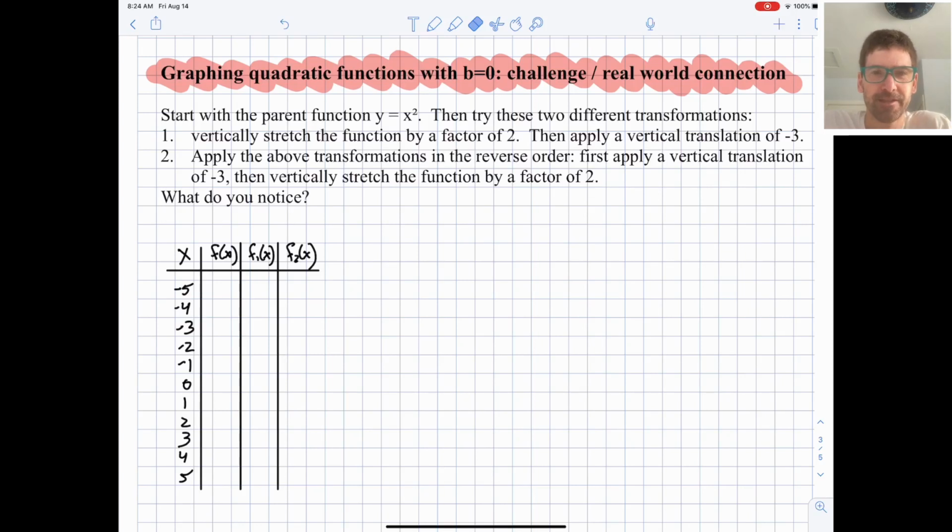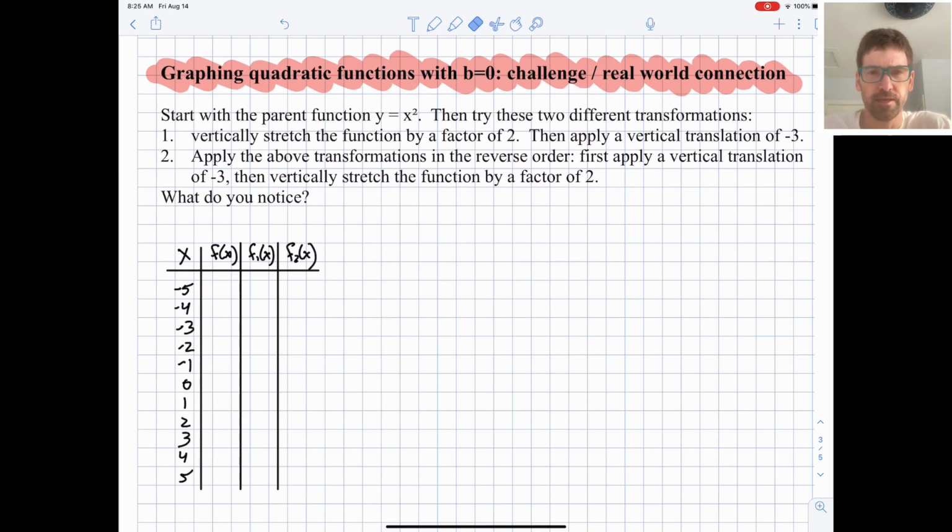All right, this is a challenge problem and a real-world connection problem in our work with quadratic functions, and specifically under the topic of quadratic functions where our b value is 0. So we're just looking at ax squared plus c equals y. So we'll do a couple, and I encourage you to pause this video and try these on your own, and then check back in and see how you did.